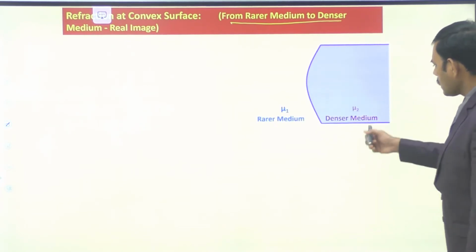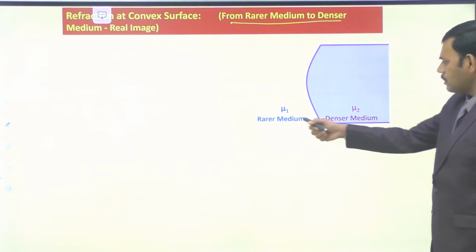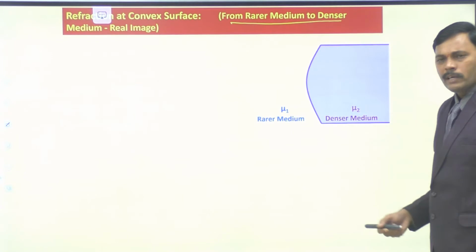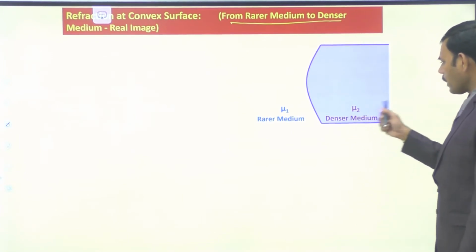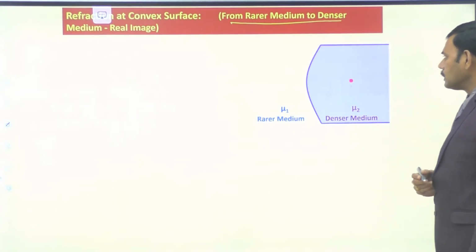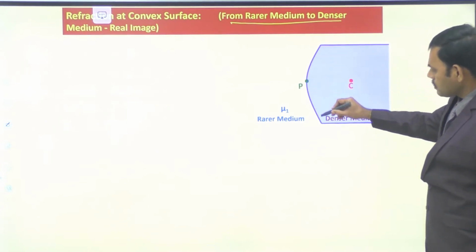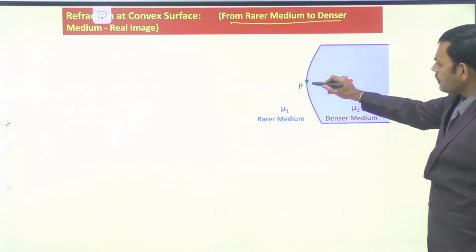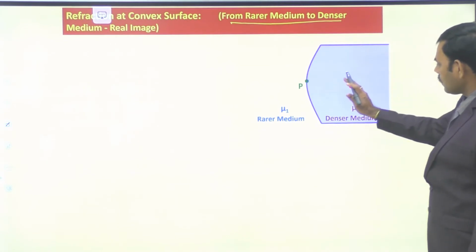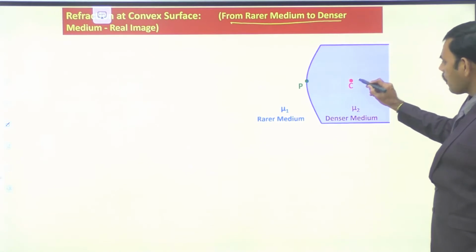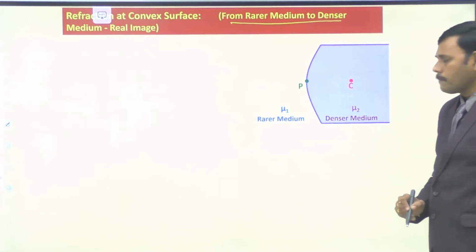Here, as I explained, this is the denser medium and this is the rarer medium. The rarer medium refractive index, let it be mu1, let mu2 be the refractive index of the denser medium. Here, because of the shape of the convex refracting surface, its center of curvature lies on the right side of this curved surface. This red spot indicates C, which is known as the center of curvature.